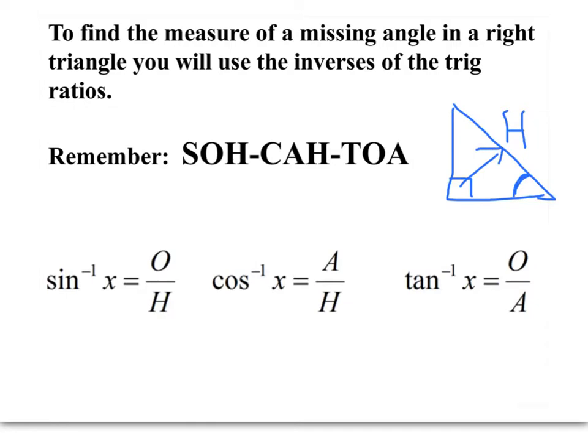Now, when determining your opposite and adjacent, those sides are all determined by where your reference angle is. If you think about the definition of the word opposite, opposite means on the other side. So, if our reference angle is in the bottom right-hand corner, then our opposite side should be over here on the left-hand side. Left is opposite of right.